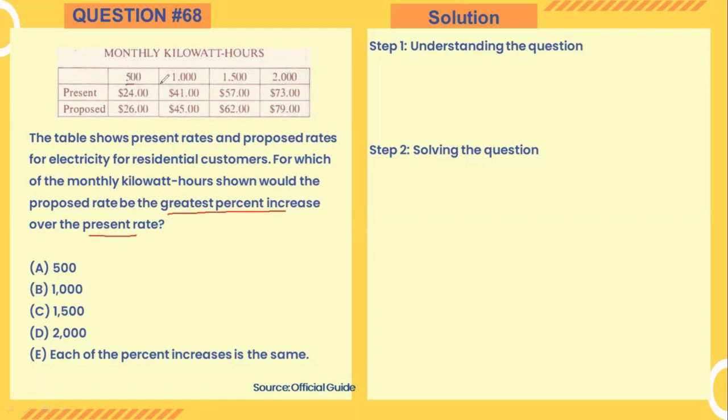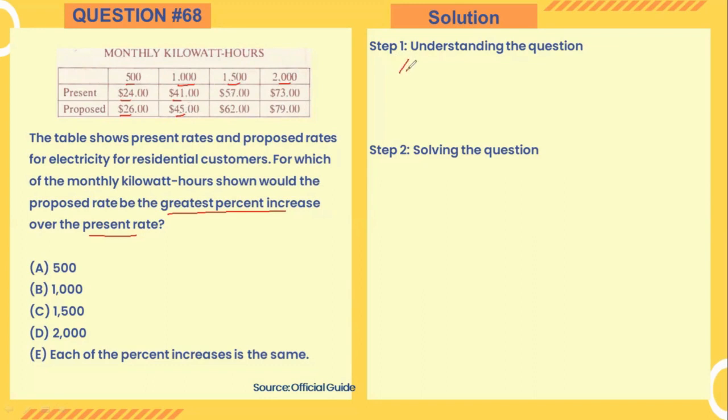If you understand, 500 kilowatt, 1000 kilowatt, 1500 and 2000, and there is a present value that is $24, and it is proposed as 26. Similarly, for 1000 kilowatt, it is $41. It got increased, and the proposed is 45. So the question is greatest percentage increase.